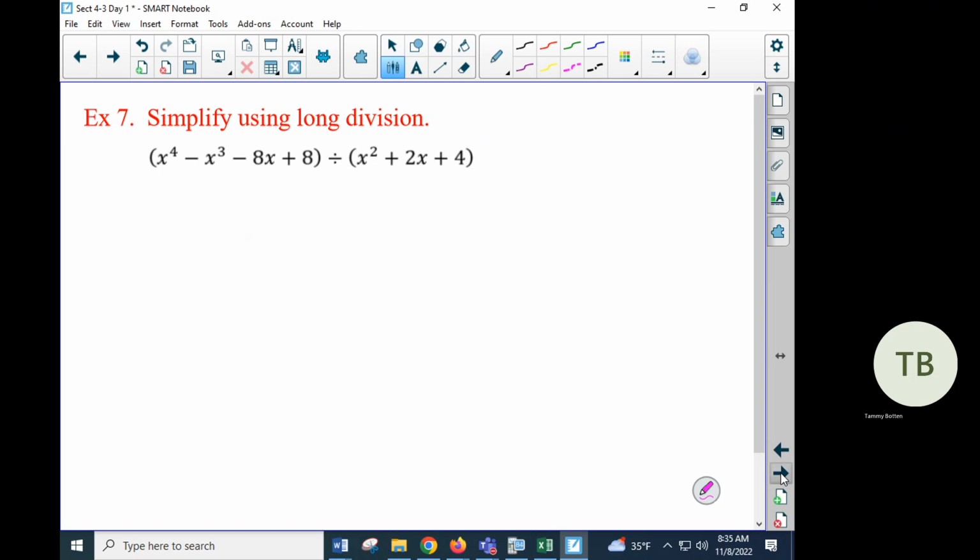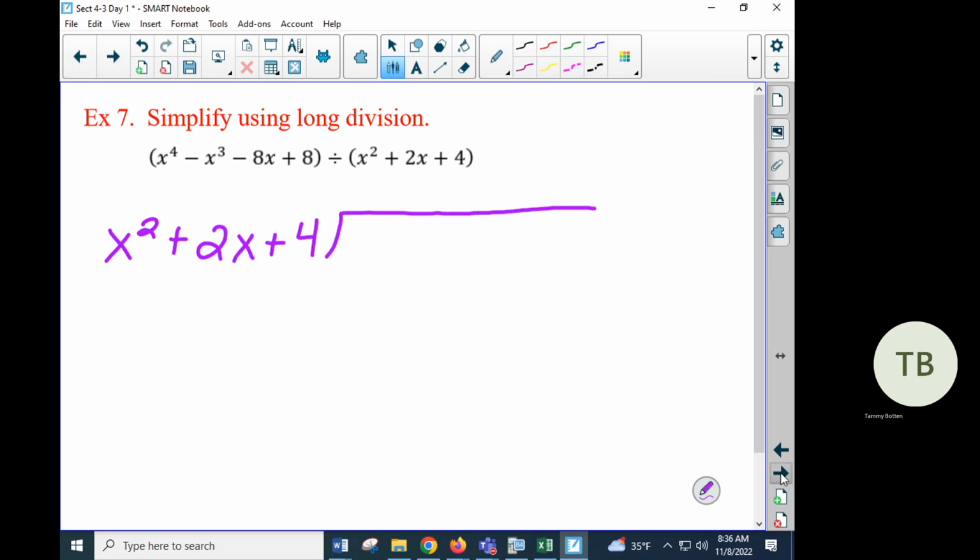Okay, so this one has 3 terms that we're dividing by. So we have x squared plus 2x into x to the 4th minus x to the 3rd minus 8x plus 8.